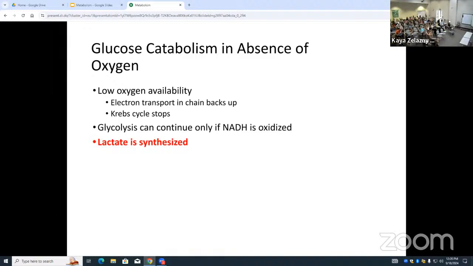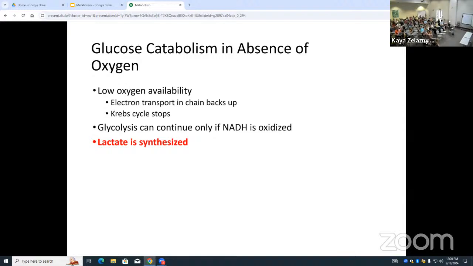So you could still get those 2 net ATP from glycolysis. But you can only do that if you take the NADH, that reduced electron carrier that you've been making, and put it back into its original form, that NAD+, so that you can keep reusing it, right? Otherwise, it's also going to get backed up. It's going to run out of NAD+, and this process isn't going to work either.